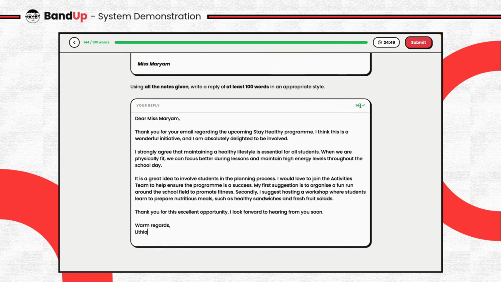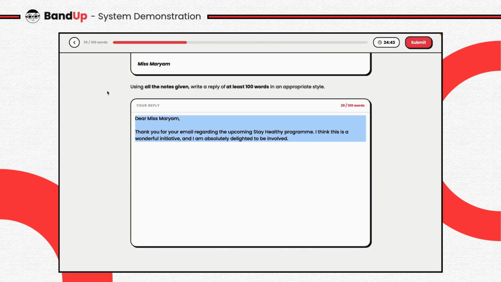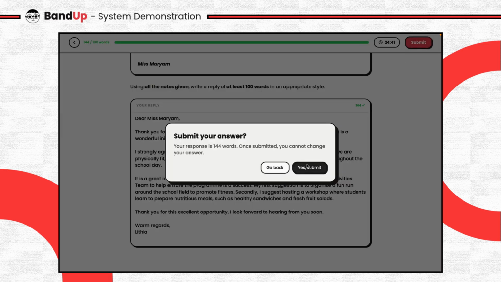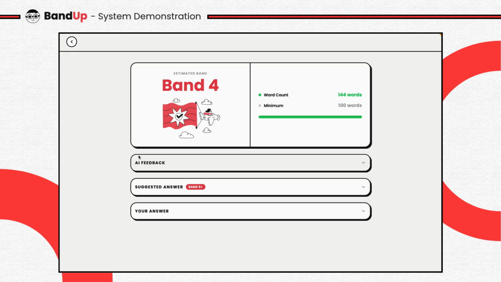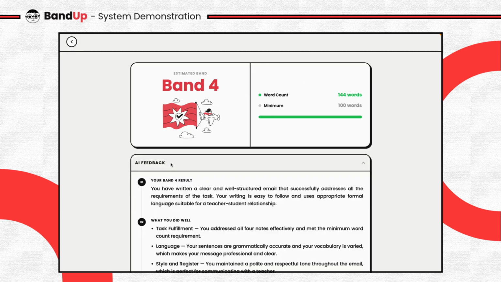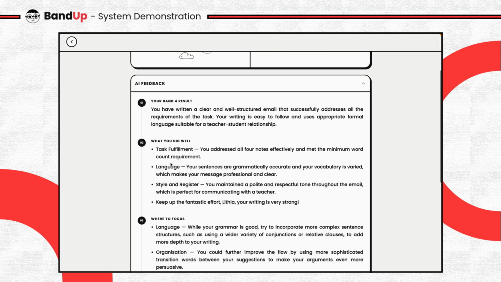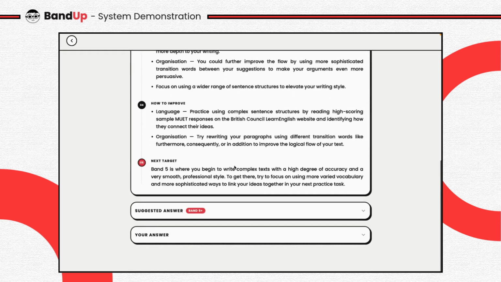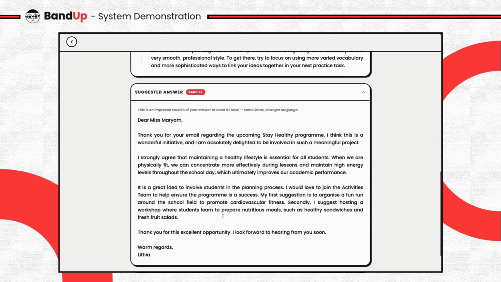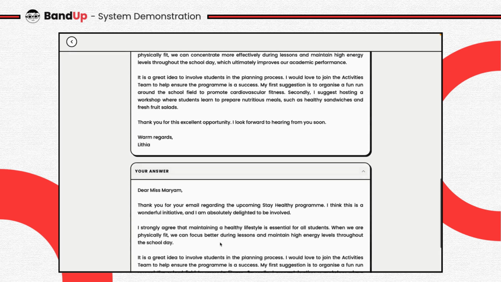As you can see, it will show green if the word count is more than 100 words and it will show red if the word count is less than 100 words. After submitting, again the AI will give an estimated band and feedback. So in writing component, the feedback on what you did well and where to focus is different from listening and reading component because now it talks about task fulfillment, like whether you have addressed all the notes, language, grammar and more. There is also a suggested sample answer and submitted answer displayed.